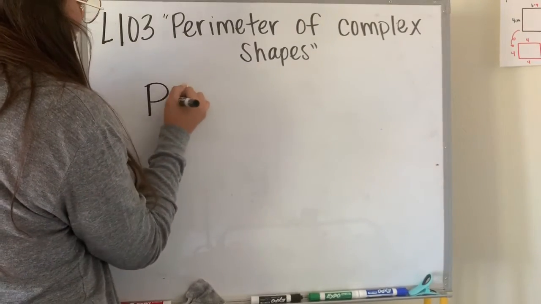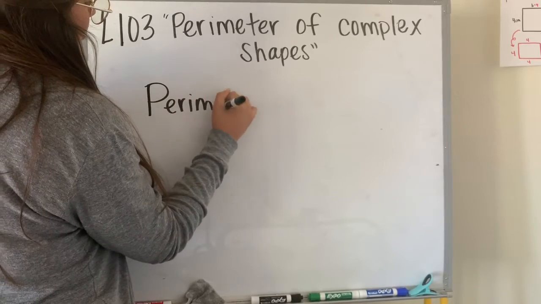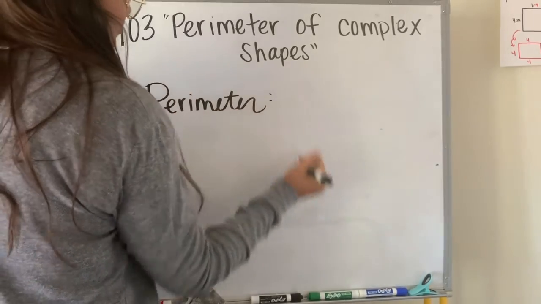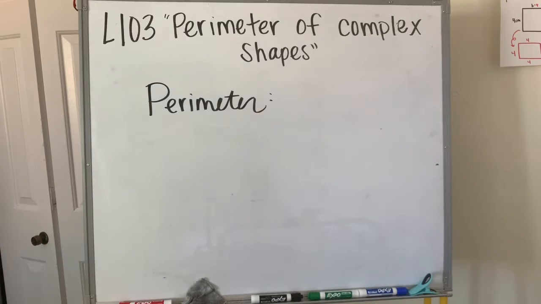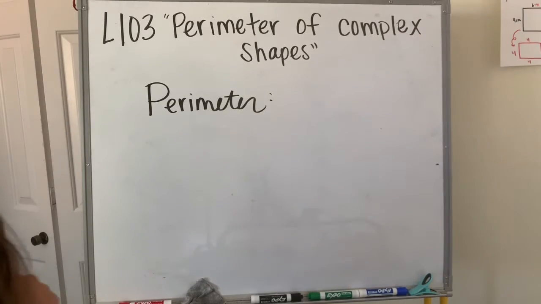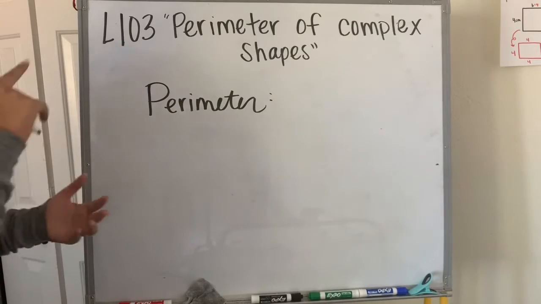To find the perimeter of a shape, what do we have to do? Do we multiply? Do we divide? That's right, we add. If we're finding the perimeter of a triangle or a quadrilateral or any kind of polygon, we can add all the sides together.